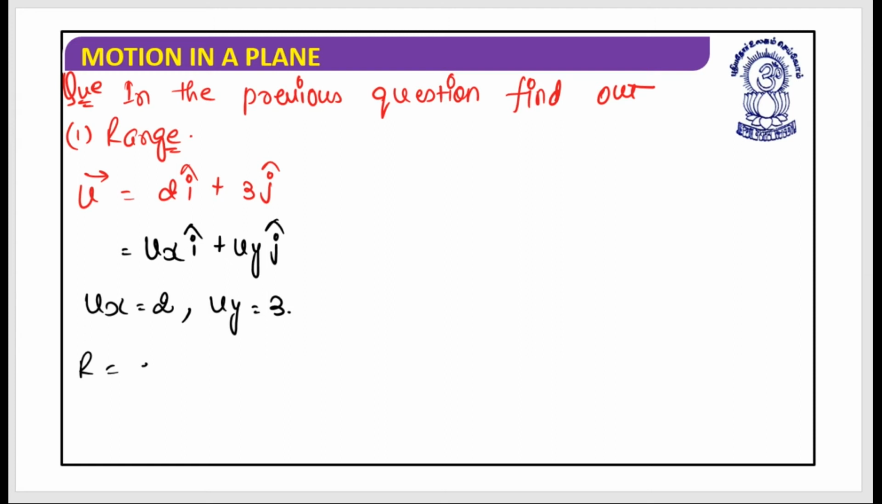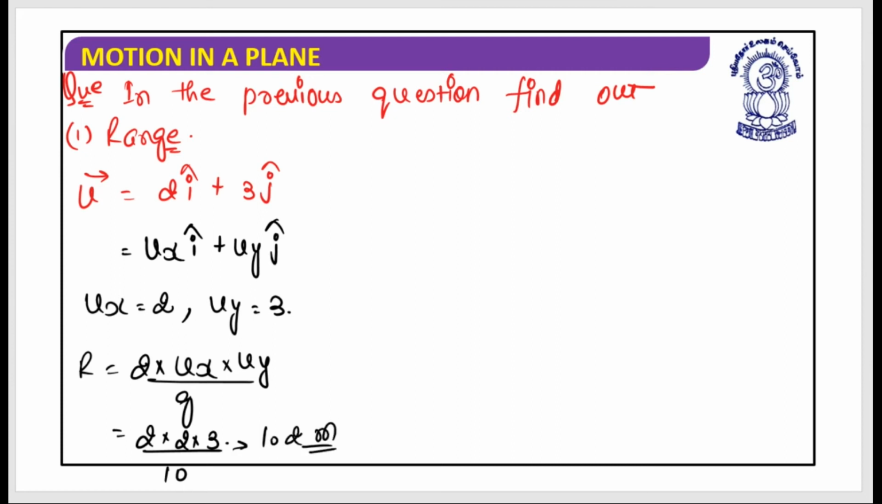So range can be written as 2 multiplied by ux multiplied by uy divided by g. It's 2 multiplied by 2 multiplied by 3 divided by 10, which is 2 2s are 4, 4 3s are 12, 12 by 10. It's 1.2 meter. Yes, is it clear? Great. Shall I add something?